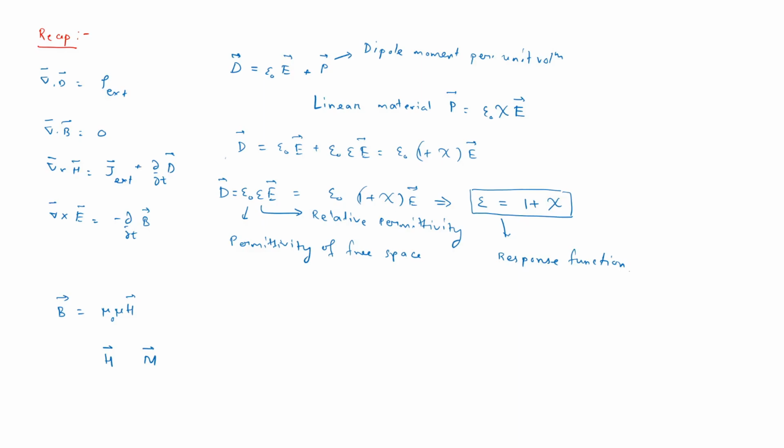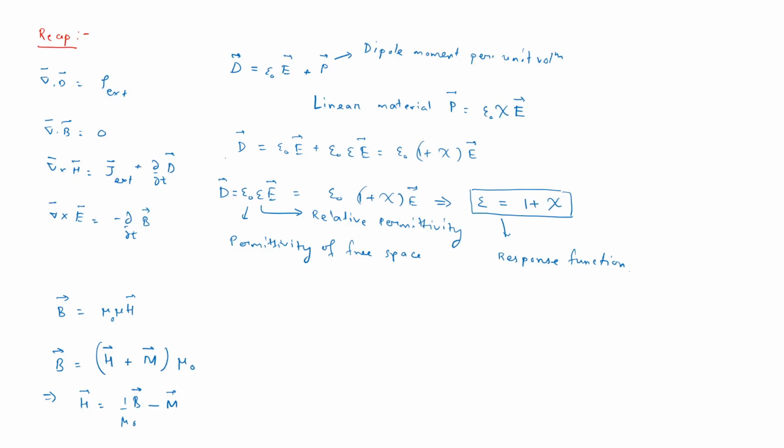These two are related: when there is H, there will be M, and the resultant of these two will give you B. B is the magnetic field induction, and it is given by this, by mu naught. In a linear material, you can rearrange this and write H is equal to B over mu naught minus M.